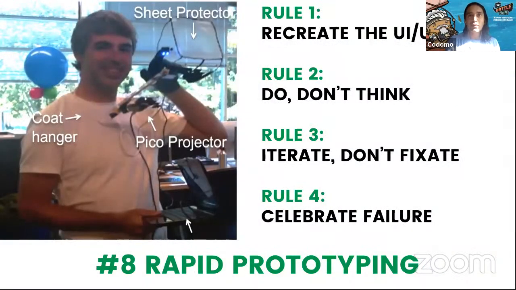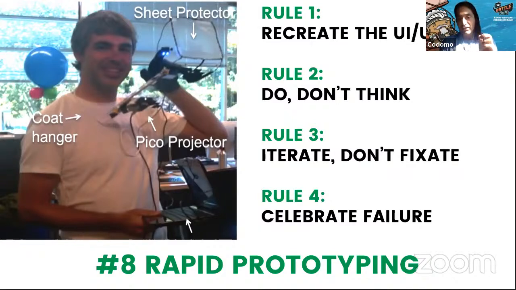So there are 4 key rules of rapid prototyping, and the first one is to recreate the user experience. What that means is you're trying to recreate the key elements of the UX, or the user experience, through this product, right? And that's really what you're trying to do with rapid prototyping. For us, it was about creating a card game, where the key element is having cards to hold. It doesn't matter that these cards are just poker cards with things written on them, right?